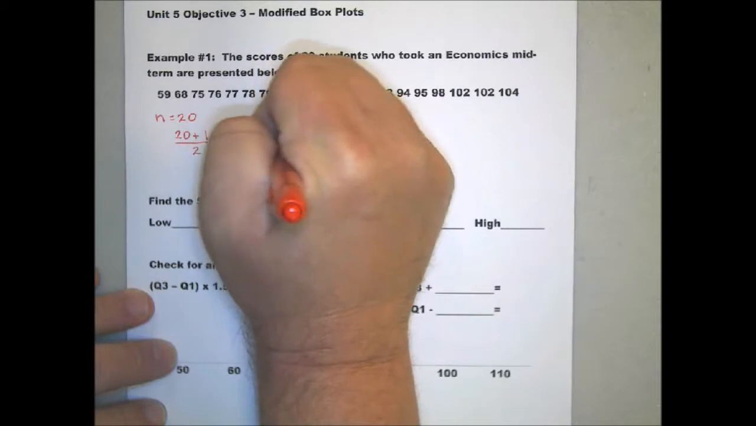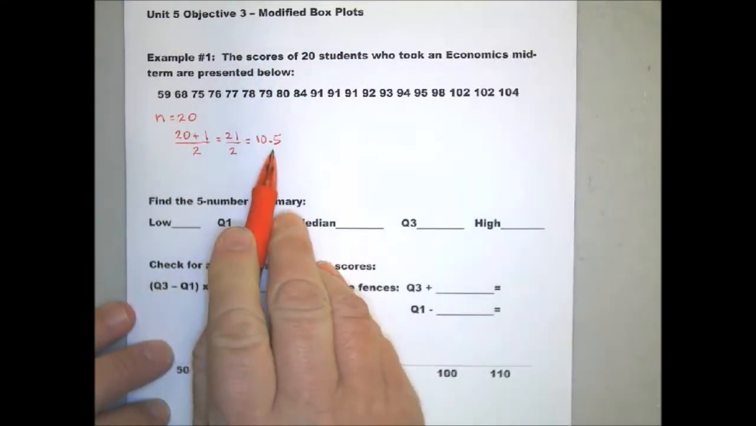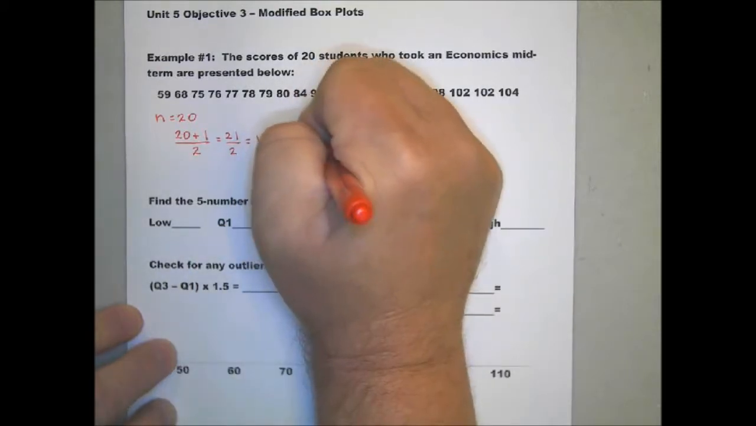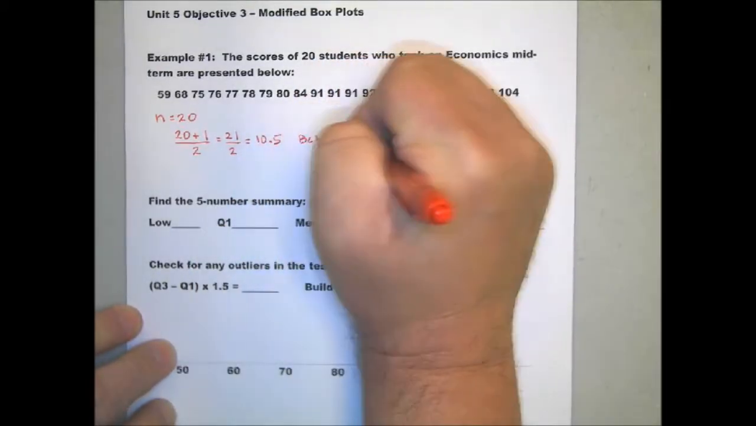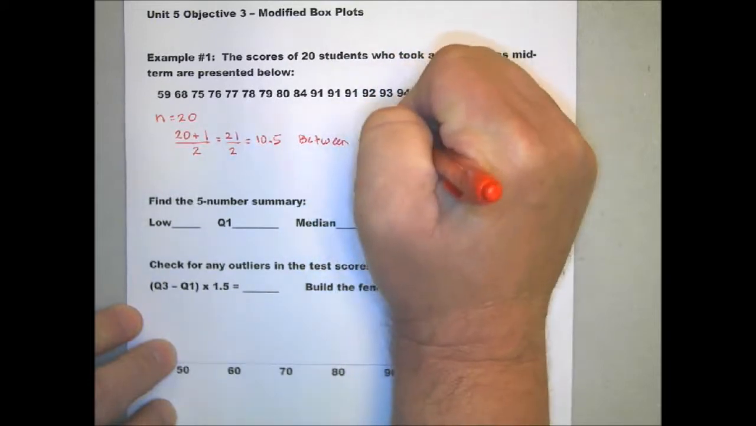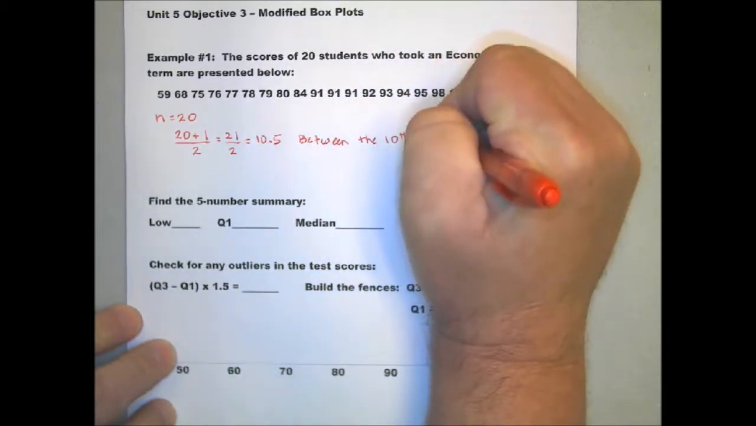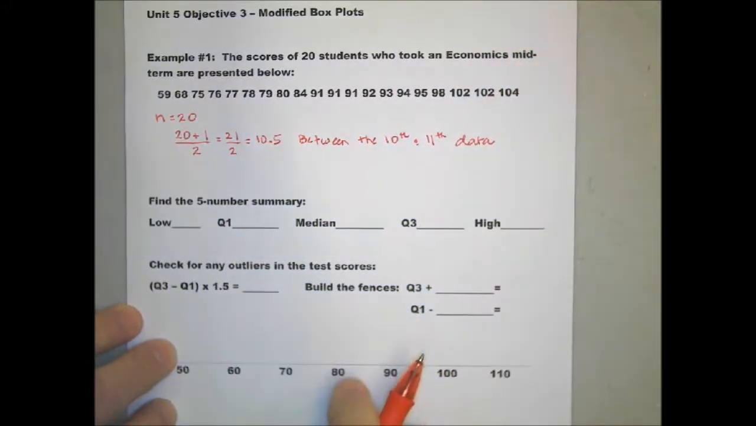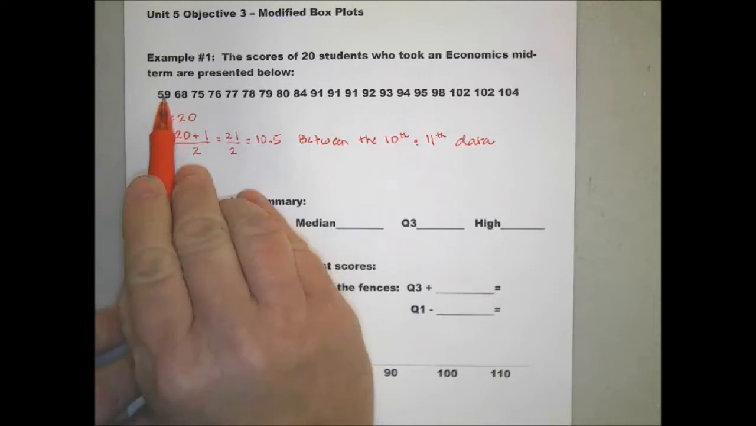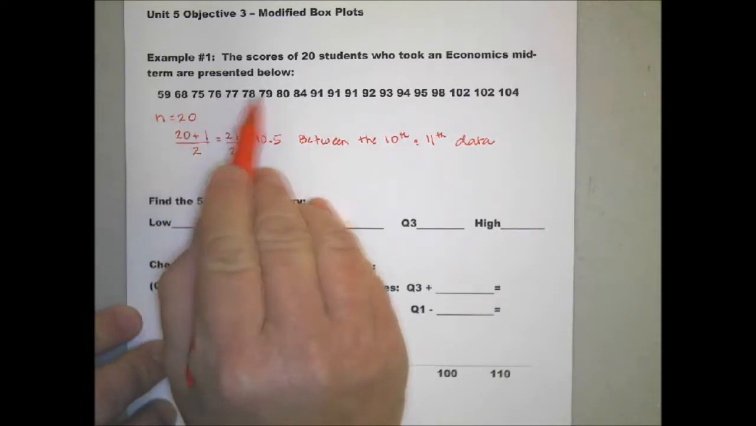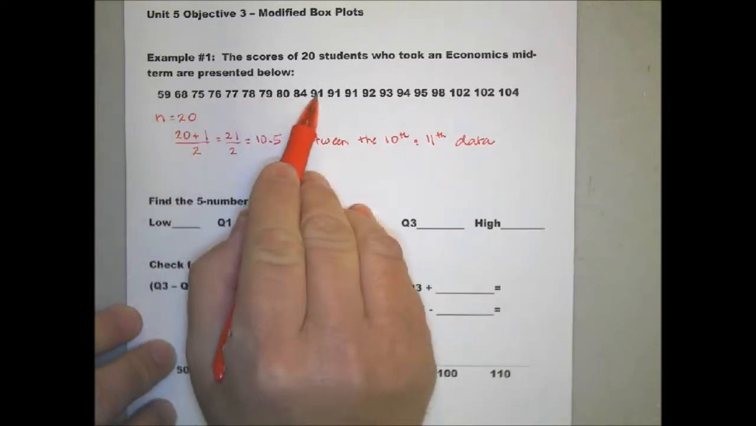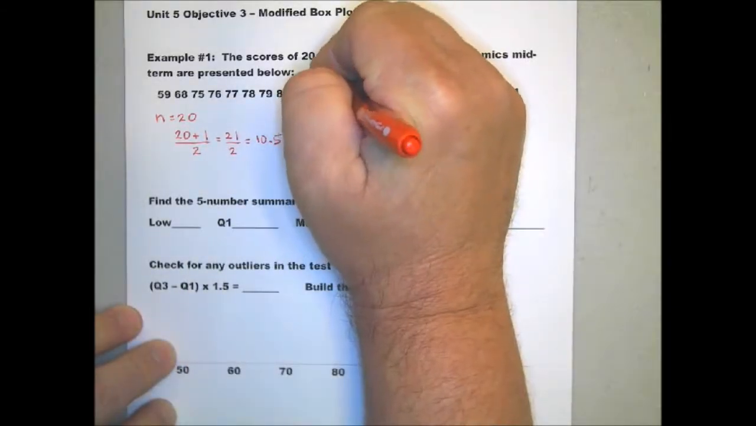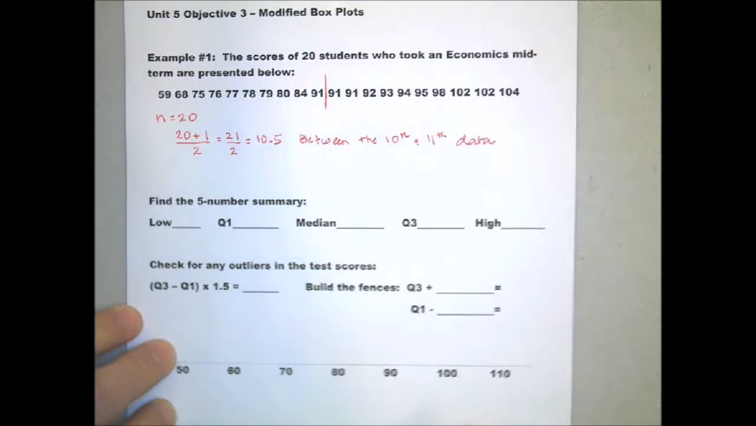Now what this tells you, that is not the median. That's where you can find the median. It's between the 10th and 11th piece of data. So that's where you're going to find the median. So let's find it. 1, 2, 3, 4, 5, 6, 7, 8, 9, 10. Here's the 10th piece of data. Here's the 11th piece of data. The median is between those two pieces of data.